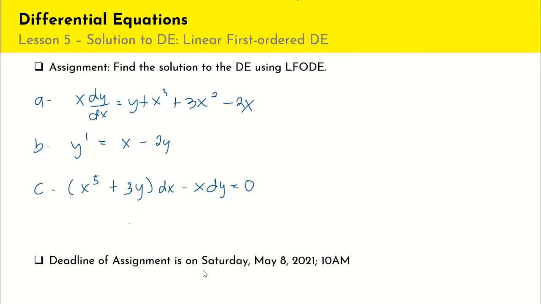Huwag sana magkopyahan. Papahirapan nyo lang yung sarili nyo. Nakakatamad mag-check kung nagkukopyahan lang kayo. Kayo bahala. Babagsak ko kayo. Sige kayo. Okay, so yan lang lahat.